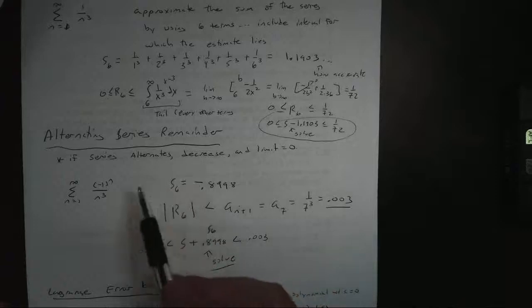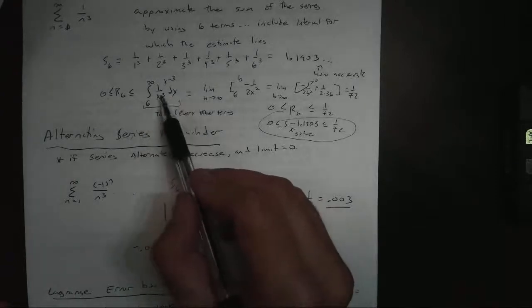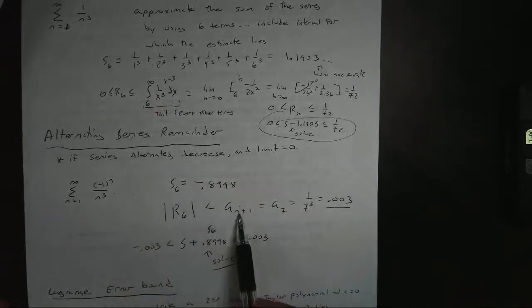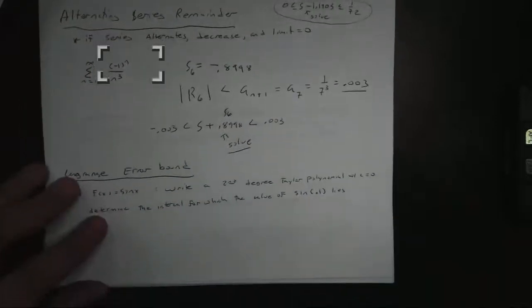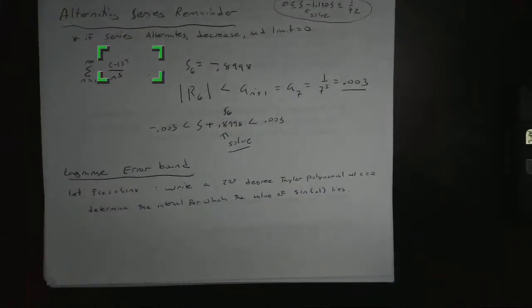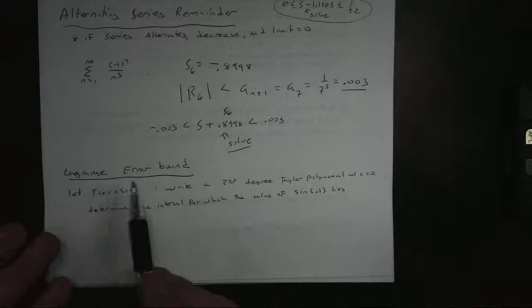Now, if it's not alternating, we use the integral. If it is alternating, we just use the next term. Lagrange, if you remember, said, well, what if we can't get the next term? So here we have one.